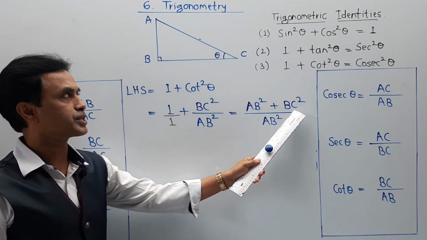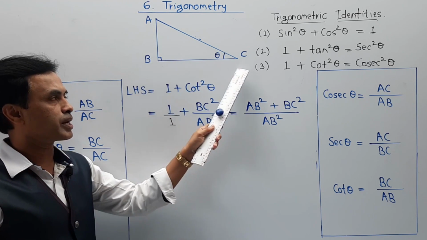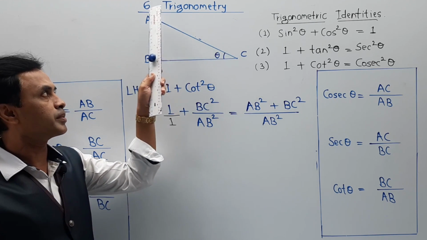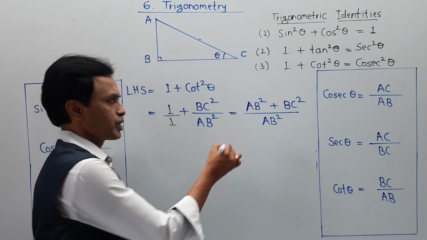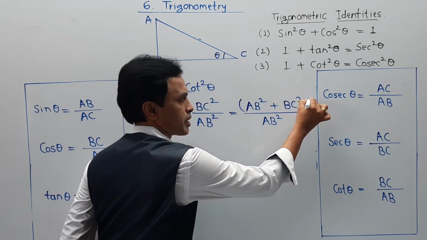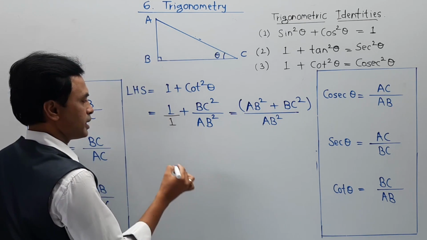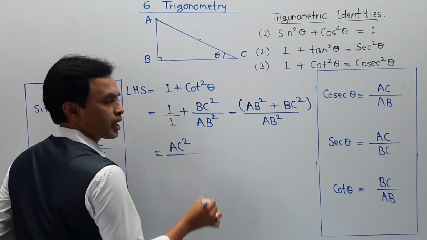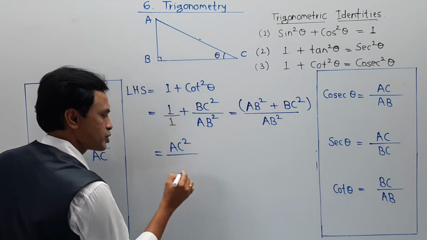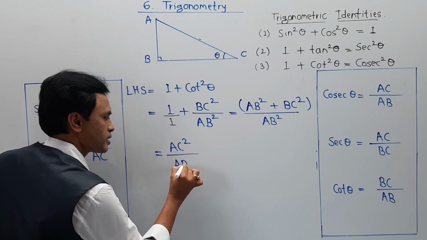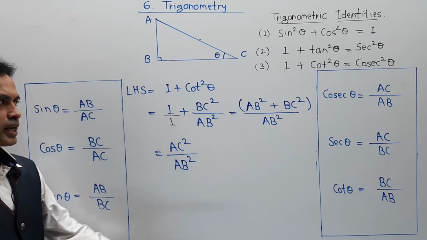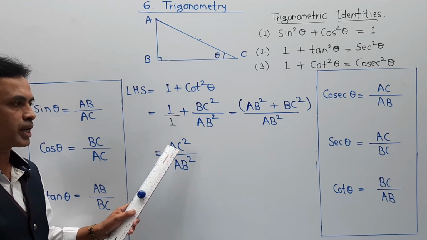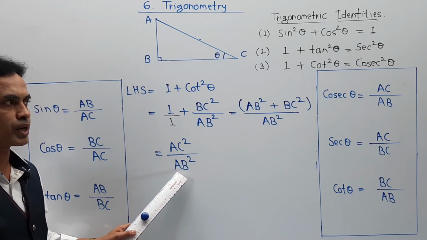Now AB square plus BC square, according to the Pythagoras theorem, is AC square. So here AB square plus BC square, I am going to replace it by AC square, and again your denominator is AB square. So simplification of this step becomes AC square upon AB square.